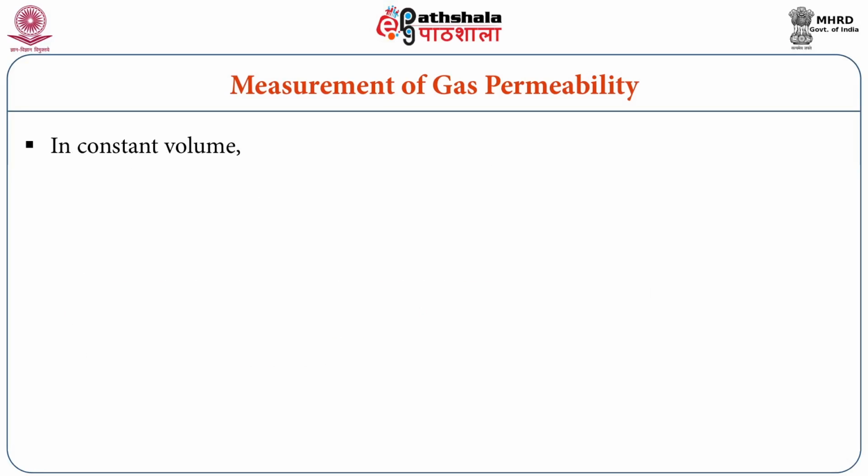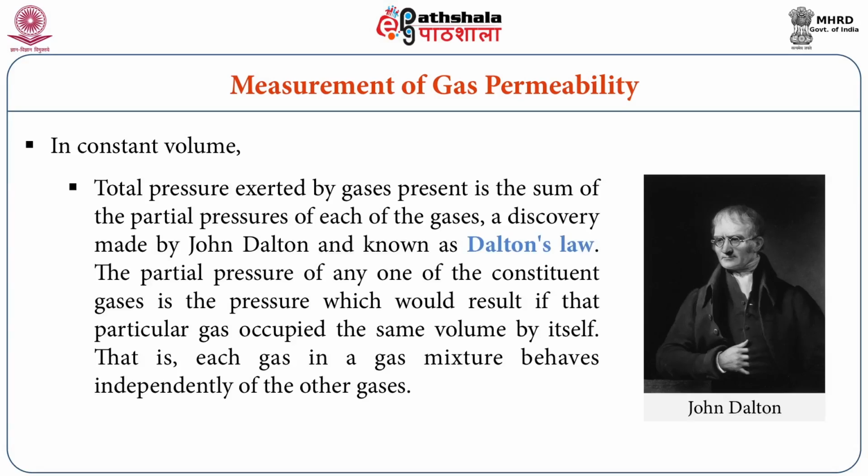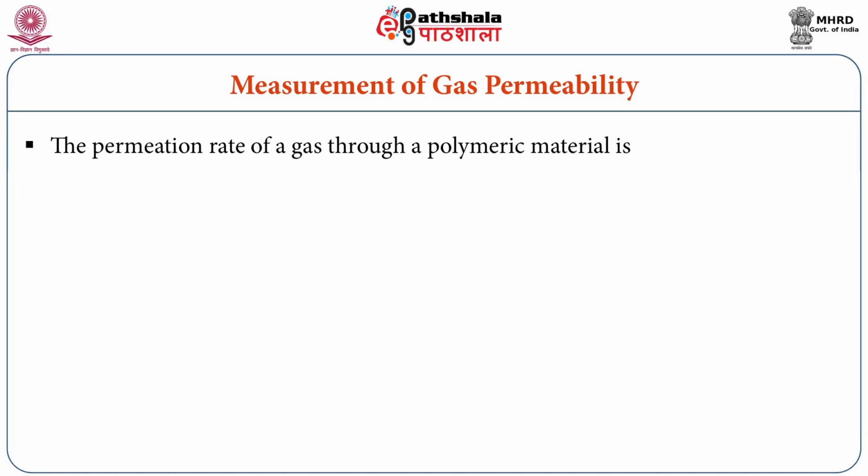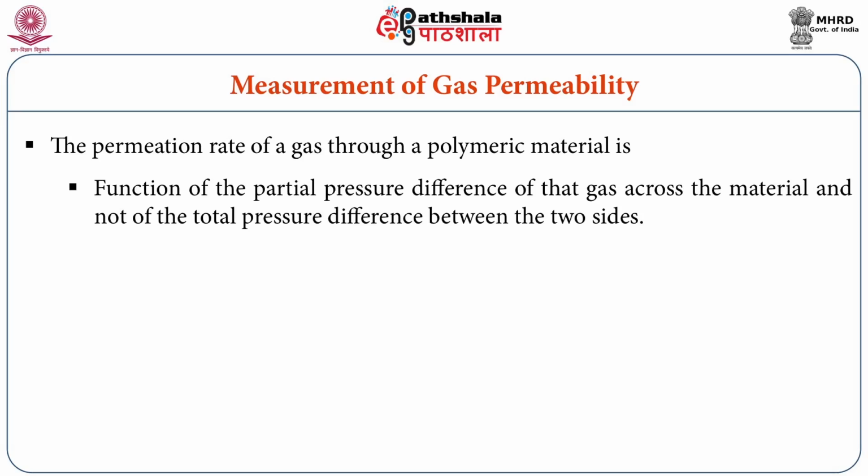In constant volume, the total pressure exerted by gases present is the sum of partial pressures of each of the gases, a discovery made by John Dalton and known as Dalton's law. The partial pressure of any one of the constituent gases is the pressure which would result if that particular gas occupied the same volume by itself, that is, each gas in a gas mixture behaves independently of other gases. The permeation rate of a gas through a polymeric material is a function of the partial pressure difference of that gas across the material and not of the total pressure difference between the two sides.